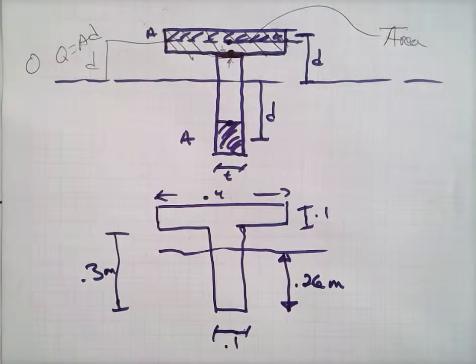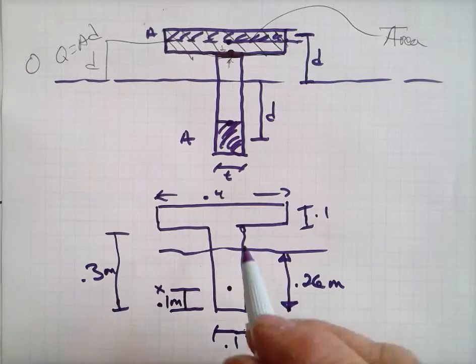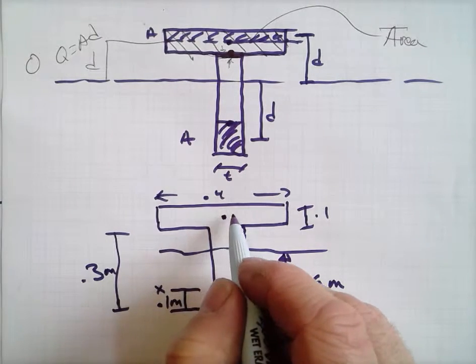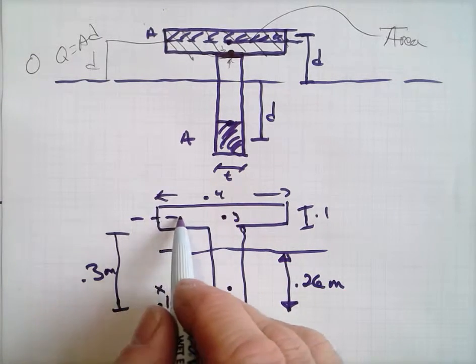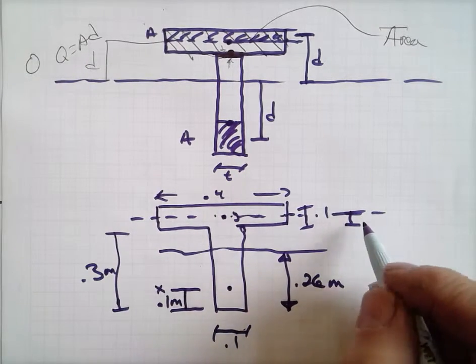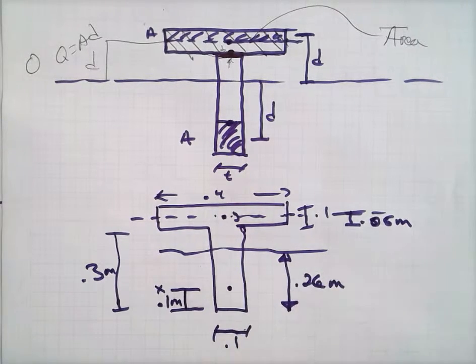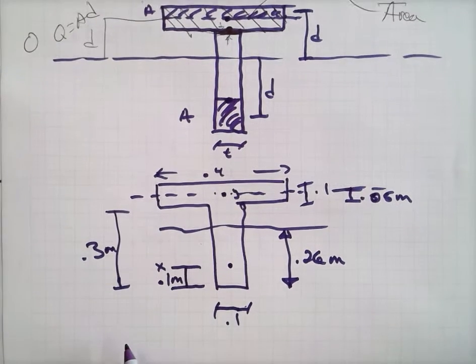Well, let's find the shear stress. Let's find it twice. Let's call this point X, and have it be 0.1 meters from the bottom. And then let's find it at point Y, and point Y can be at the centroid of the flange, 0.05 meters. So we're going to find a QX and a QY.